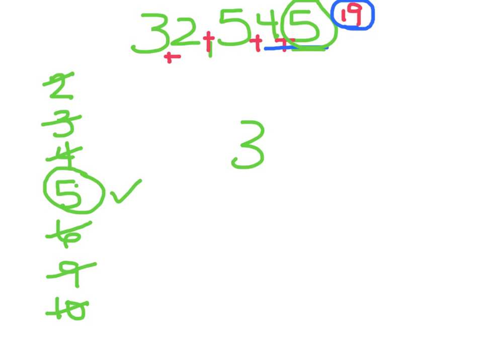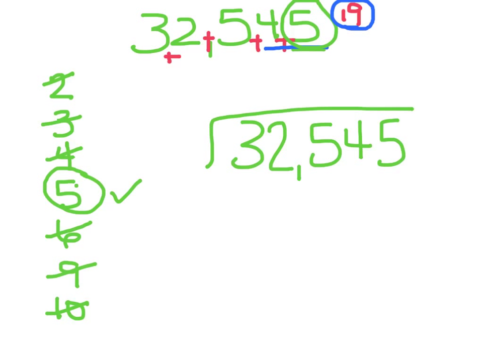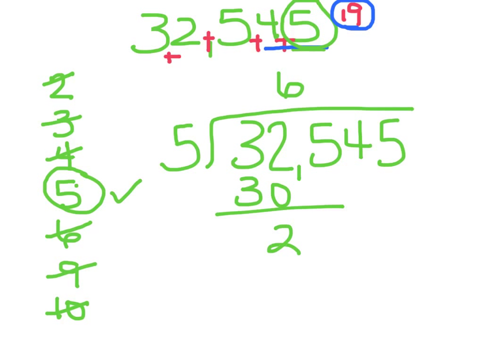And again, I am going to prove this to you so that you know that you can trust these divisibility rules. So 32,545 divided by 5. 5 can't go into 3, so we look at 32. It goes in 6 times. 6 times 5 is 30. Subtract and get 2. Bring down my 5. 5 goes into 25 5 times. That is 0. Bring down my 4.